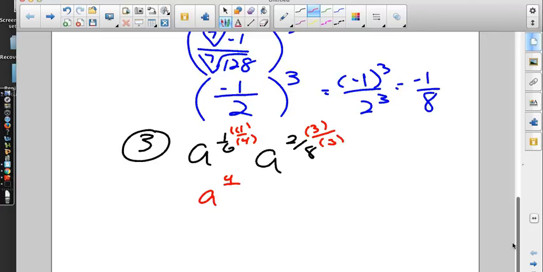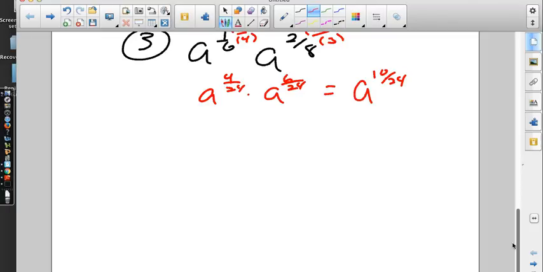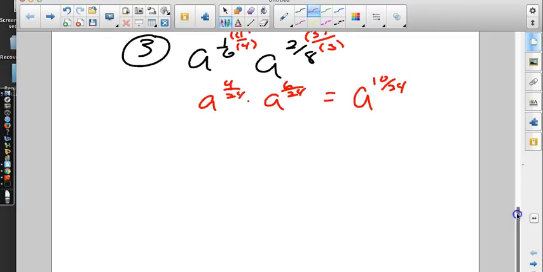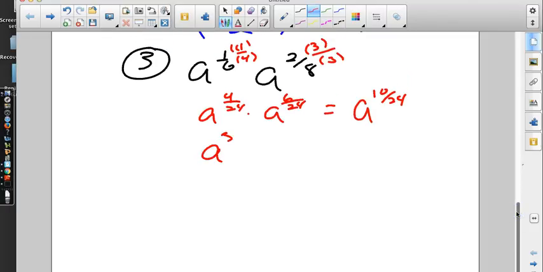So A to the 4/24 times A to the 6/24. A to the 10/24, and then we have to check to see if we can reduce. A to the 5/12. Now we might be done. Here's what we have to check.